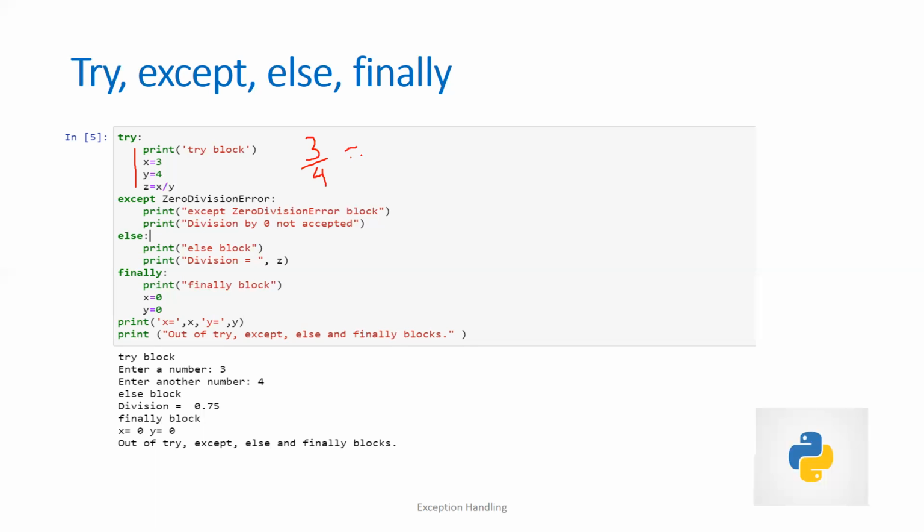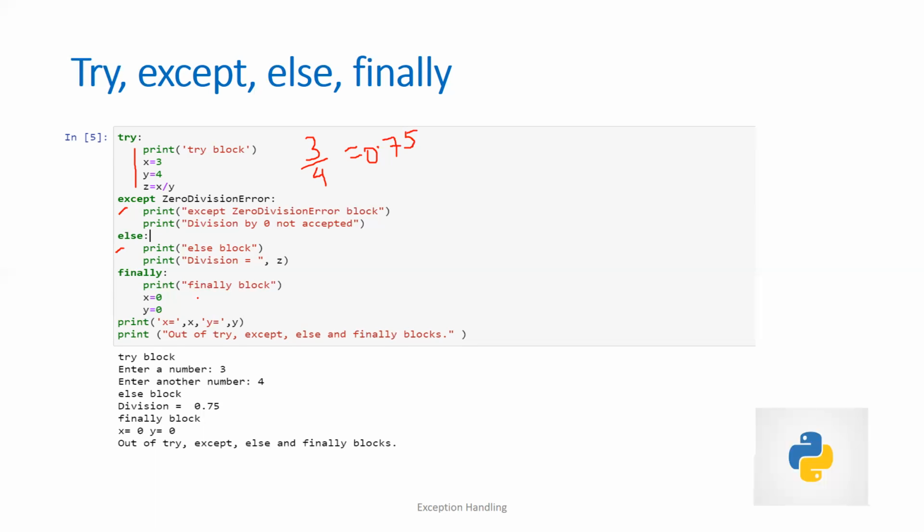3 by 4 equals 0.75. So it is not a wrong thing. Now it is not an exception. It is absolutely okay, so this exception will not occur. There is no zero division error. So this except block will not execute, and the else portion will be executed. Then the control moves to the else block.